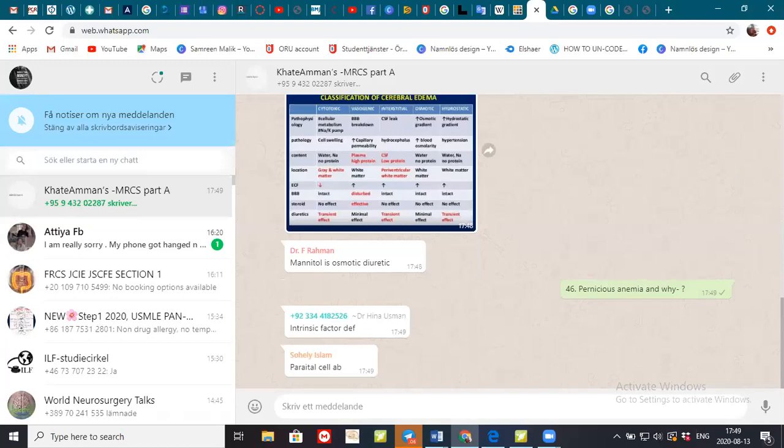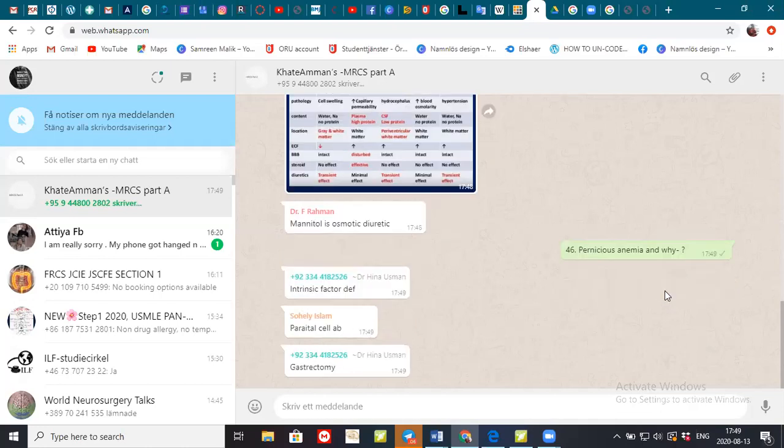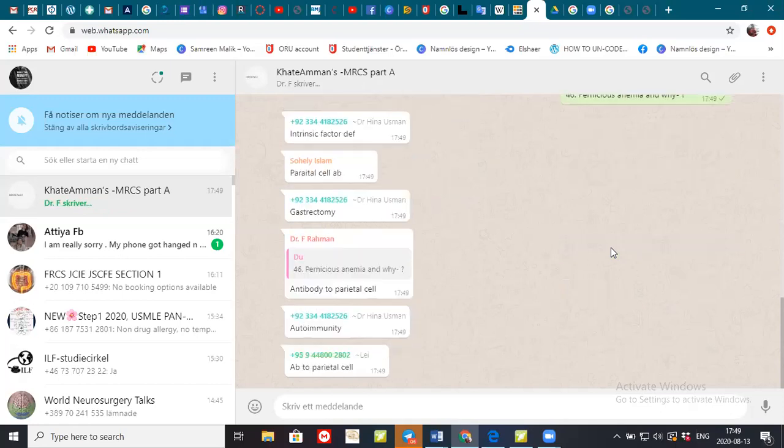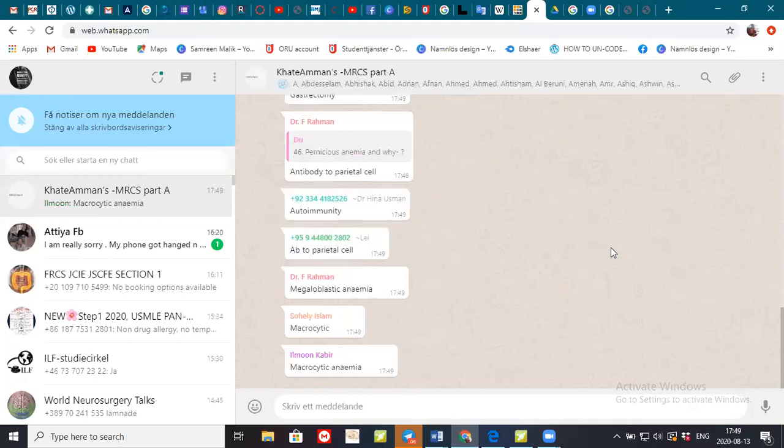All right, okay. 46, pernicious anemia, and why does it happen? Antibodies against intrinsic factor and parietal cells. How does it present? Macrocytic, megaloblastic anemia. Pernicious anemia leads to deficiency of something else as well or not? Intrinsic factor deficiency. Very good. And that leads to decreased absorption of vitamin B12.